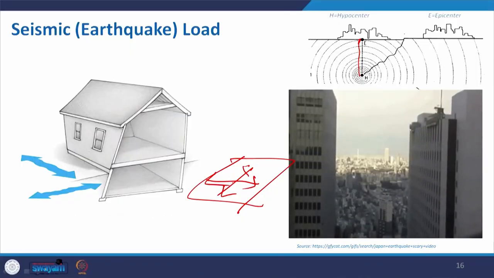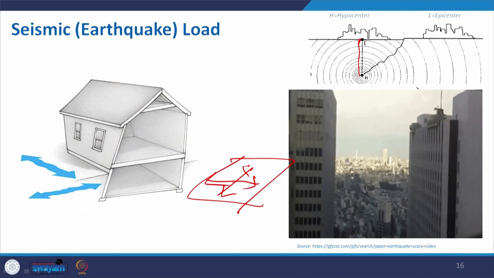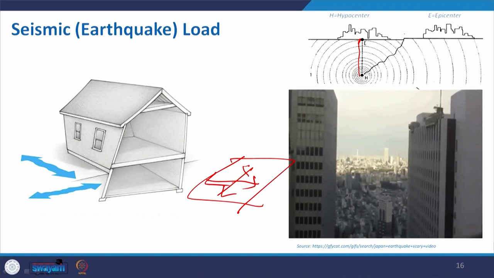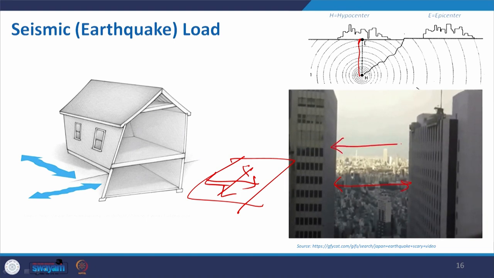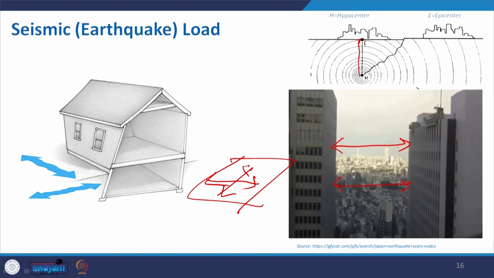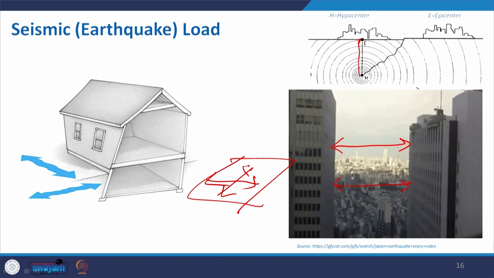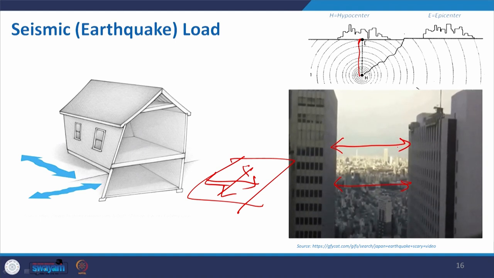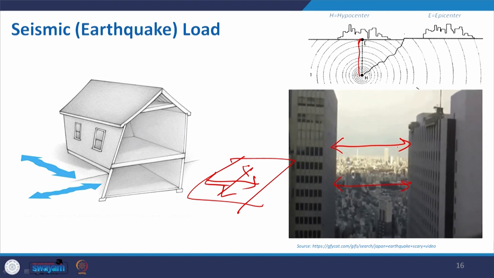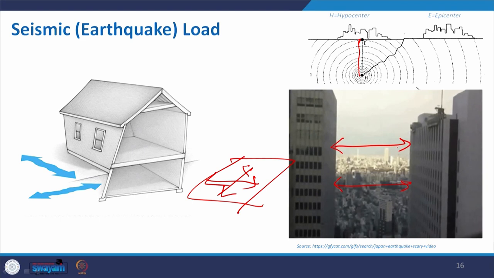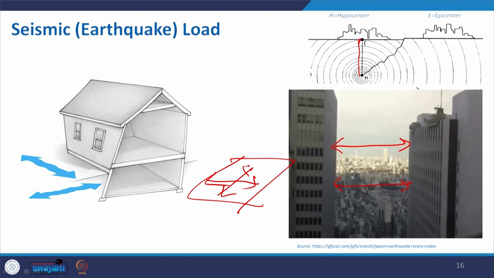If you see this, this is a GIF image, by which you can understand how it collapses. You can observe this is the earthquake load, and it is very dangerous. Recently, we observed in India in 2015, we experienced it, and also in Taiwan, Japan, China, and Indonesia. So, it is very common in nature.